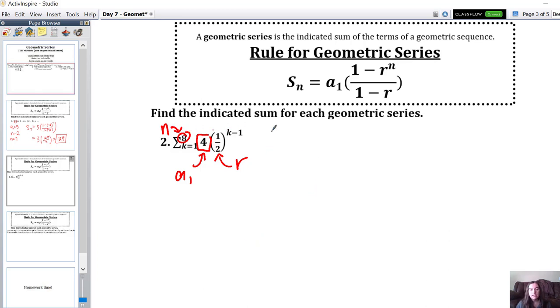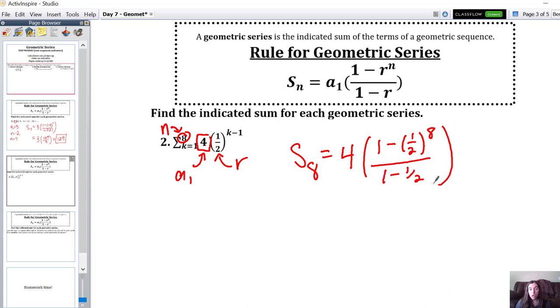We're looking for s sub 8, the sum of the first 8 terms. A sub 1 is 4 times 1 minus 1/2 to the power of 8 over 1 minus 1/2. This one I'm going to go ahead and put in the calculator. So I have 4 times 1 minus 1/2 to the 8th over 1 minus 1/2. And that gives me, as a fraction, 255 over 32.